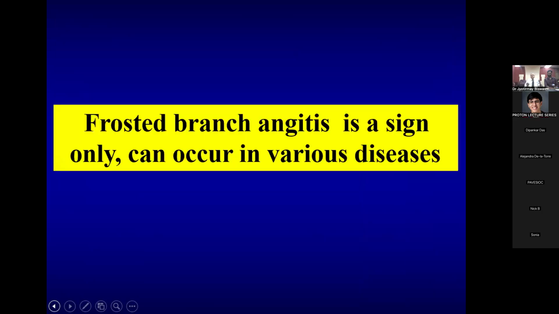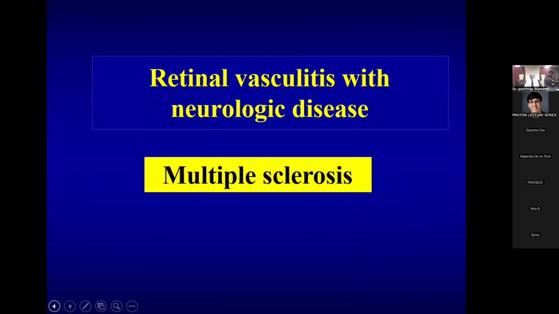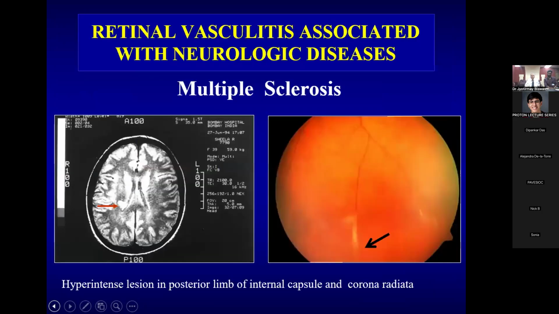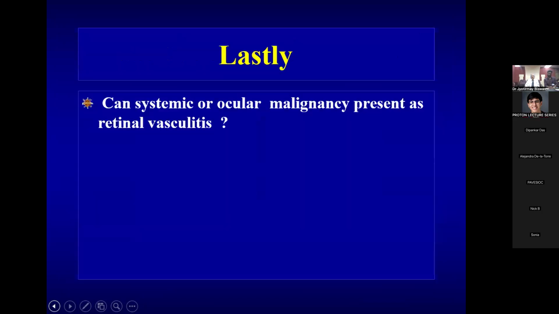We feel frosted branch angiitis is a sign only and can occur in various infective and even non-infective autoimmune diseases. Retinal vasculitis can occur with neurologic disease like multiple sclerosis. We had a patient of recurrent anterior uveitis and healed retinal vasculitis associated with multiple sclerosis, and there is a hyperintense lesion in the posterior limb of internal capsule and corona radiata was seen, and you can see the retinal vasculitis in the mid-periphery.